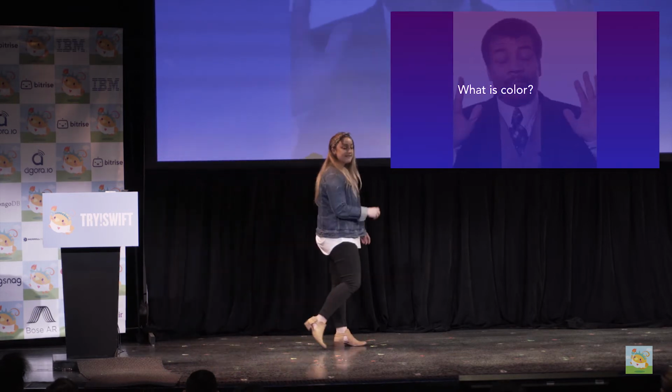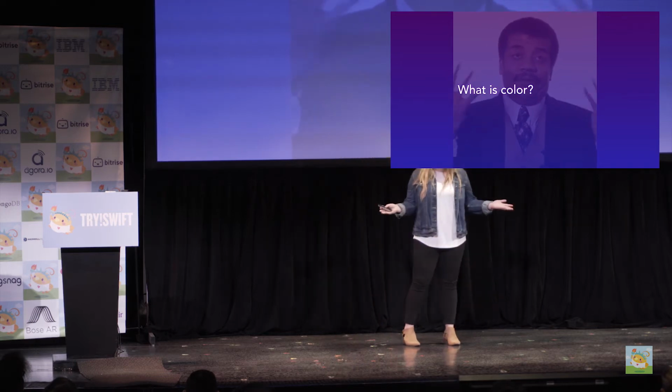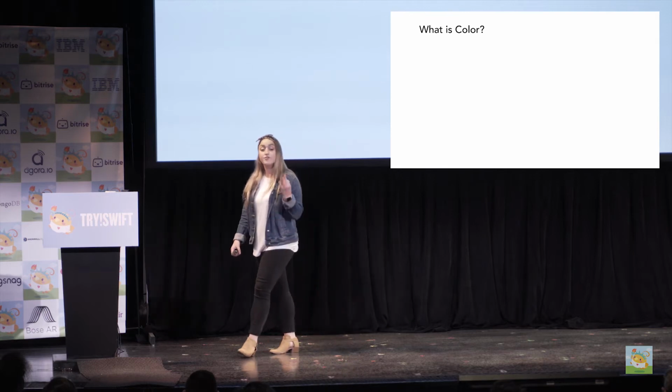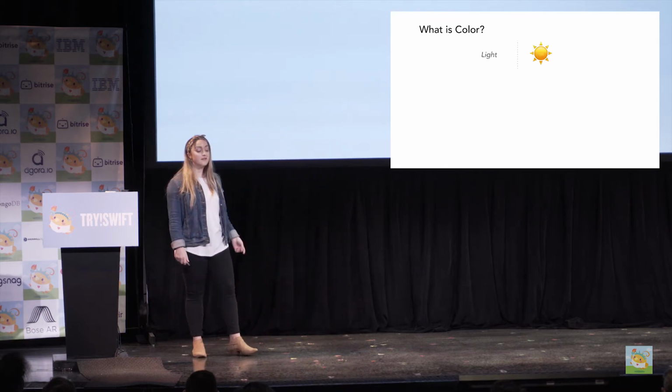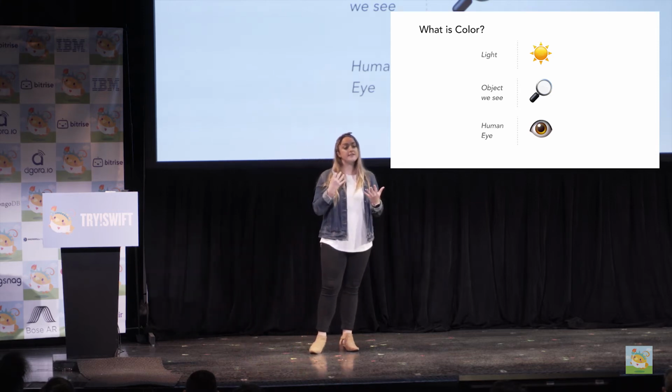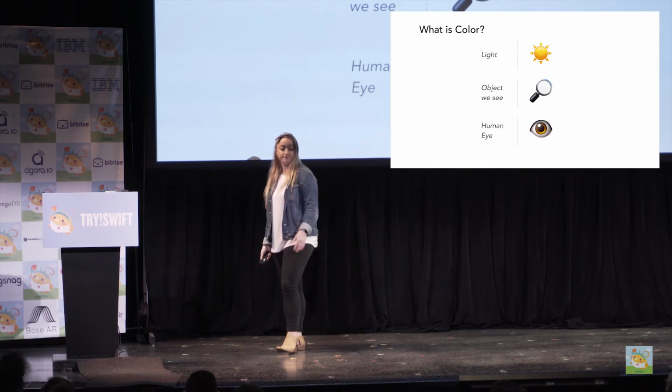So to start, let's get a basic definition of what a color is. When defining color, you need to take into consideration three things: light, the object that you're looking at, and the human eye, which is then perceiving the color of the object you're looking at.